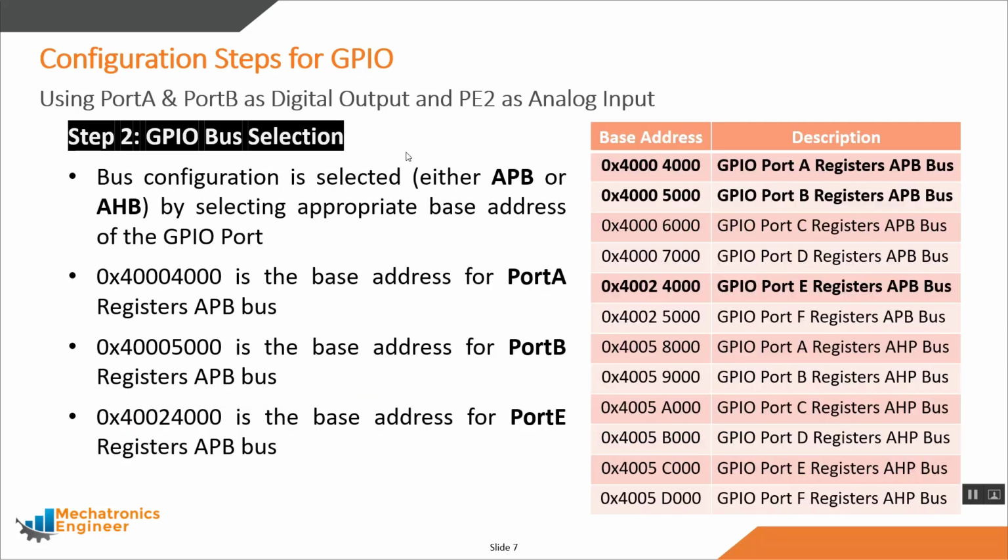After enabling the clock, next we need to perform the bus selection step. As we know that every GPIO port can be accessed by advanced peripheral bus as well as advanced high performance bus. Let's choose the advanced peripheral bus for the port A, B and E for our example application. So the corresponding base addresses have been written over here. We will need these base addresses for calculating the address of different configuration registers of these ports.